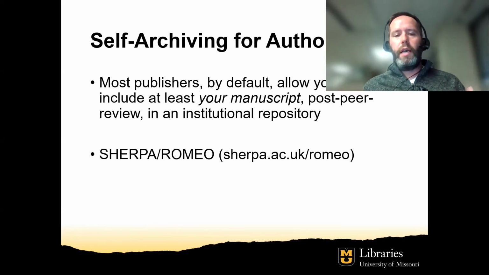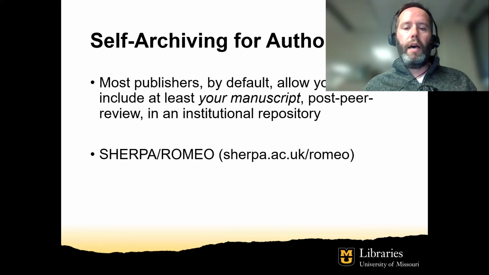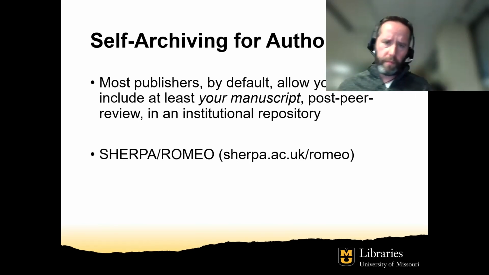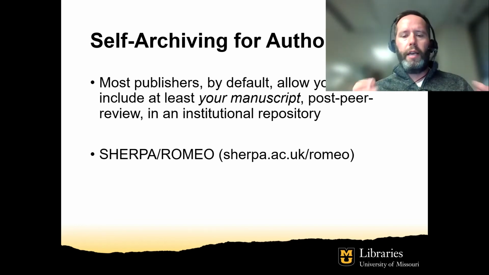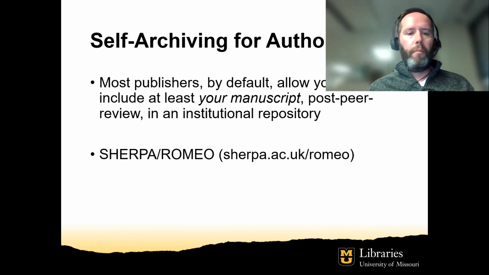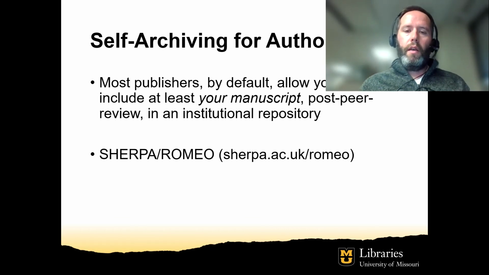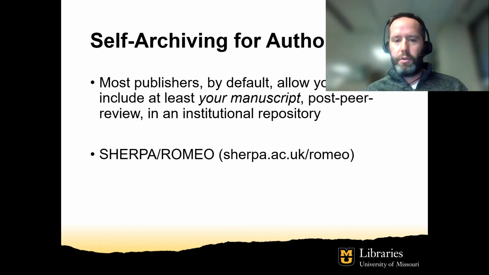A lot of times somewhere on their site, they have a provision for green open access. Most publishers allow green open access, which allows that final manuscript to be posted in a repository, such as an institutional or a disciplinary repository. And Sherpa Romeo is an online database where you can look up a journal, and it gives you a breakdown of that publisher's policies for self-archiving for authors. So you can go to Sherpa Romeo and check. You can ask your subject librarian and check. You can email MoSpace and check.